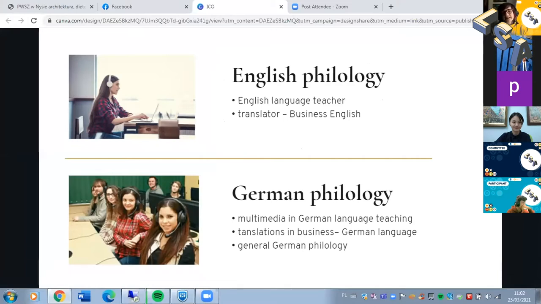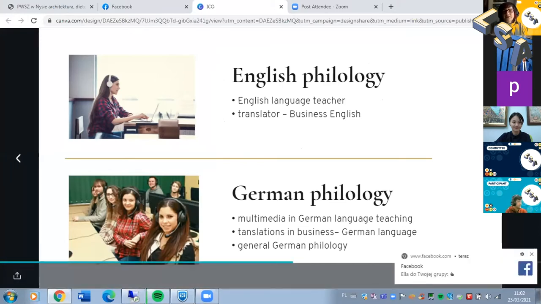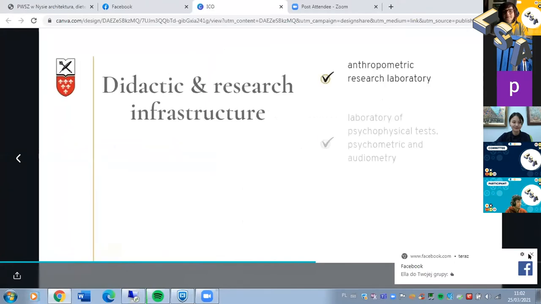Then we have philological faculties, English philology, where you can study the English language teacher specialization, or translative specialization connected with business English. And German philology: multimedia in German language teaching, translation in business and German language, general German philology. So in both cases, you can be a teacher, or you can experience yourself in business after finishing these studies.